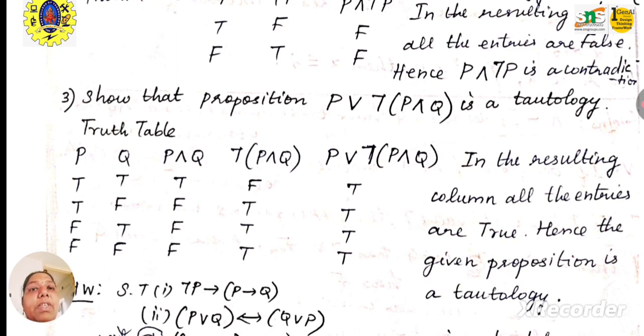The negation of the given statement: true becomes false, so we get false, true, true, true. Now we find p or negation of p and q. If any one value is true, then it leads us to true. So true, true, true, true. The given statement is a tautology, hence proved. Thank you.